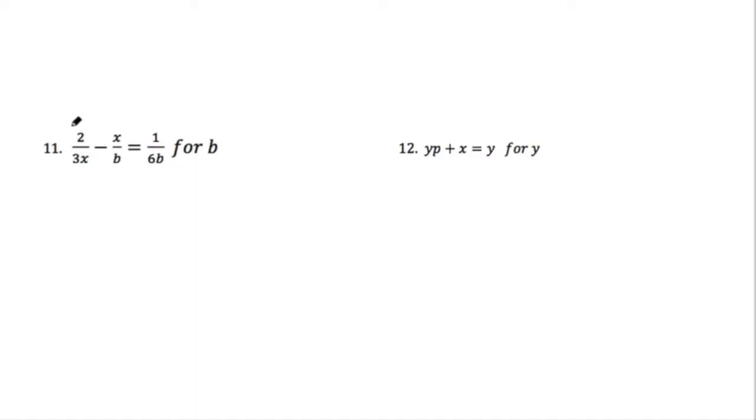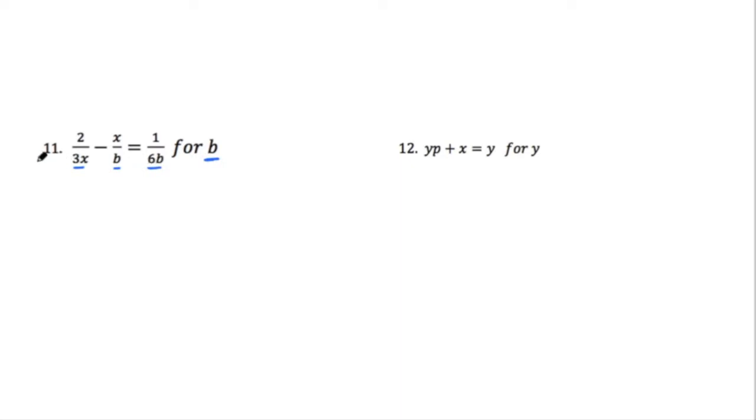Hello all again. This is another example of a literal equation. Again, we've got fractions. We've got a rational literal equation here. We're solving for b. So we look at our denominators and we're looking for a least common denominator. So I see 3x, b, and 6b.